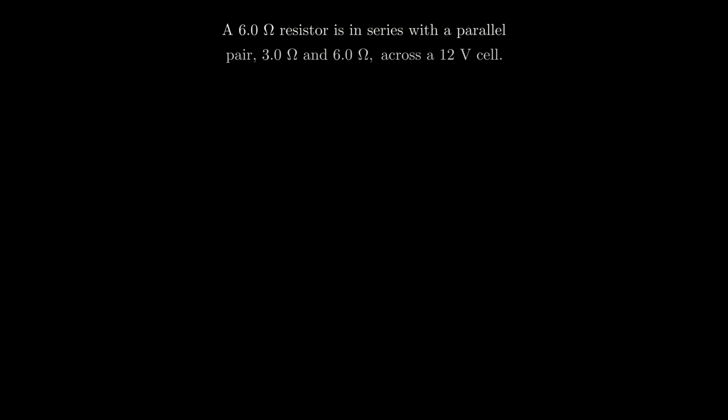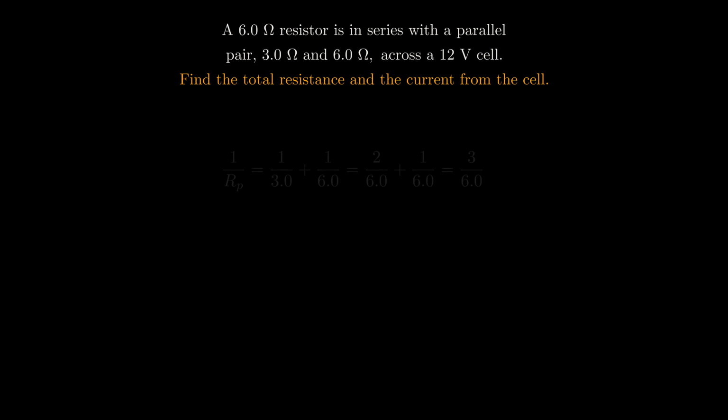Example 2. A proper network. A 6 ohm resistor sits in series with a parallel pair, a 3 ohm and a 6 ohm. And the whole thing runs off a 12 volt cell. Find the total resistance, then the current the cell delivers. Always collapse the parallel part first. 1 over R parallel is 1/3 plus 1/6.